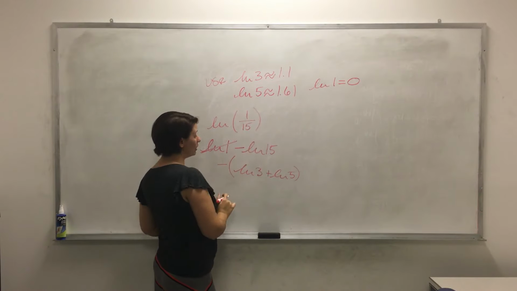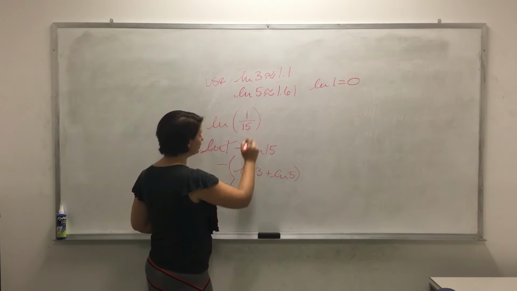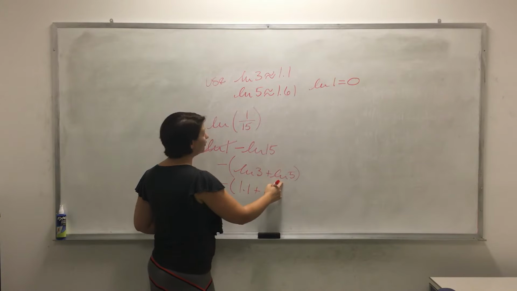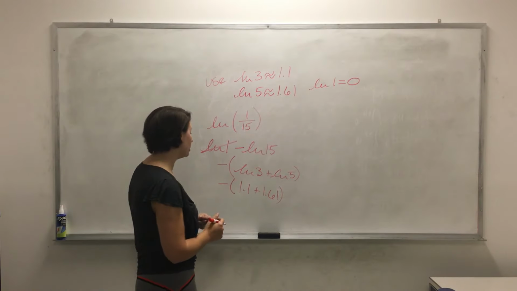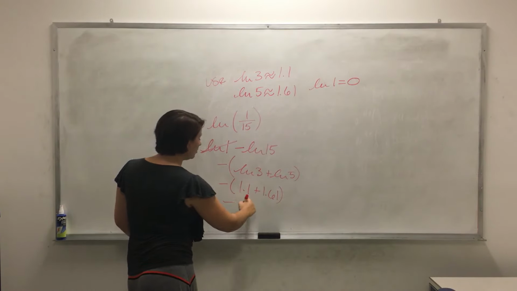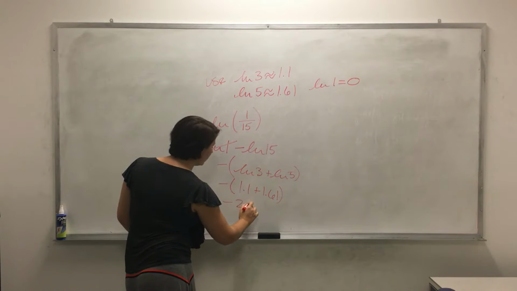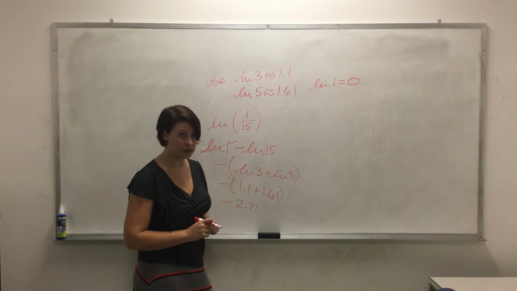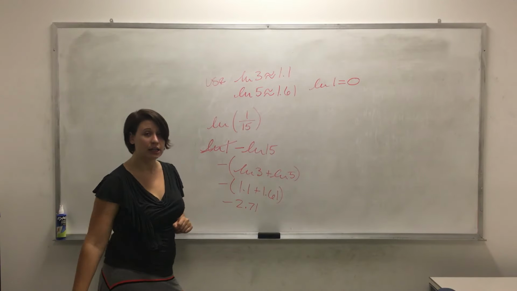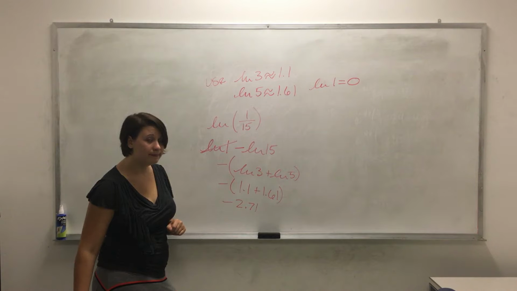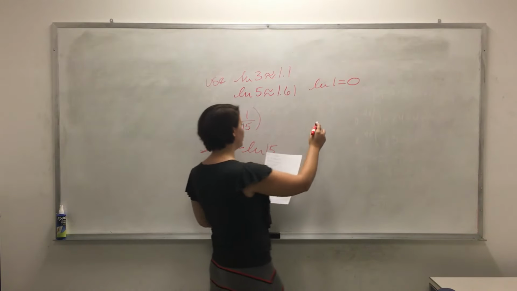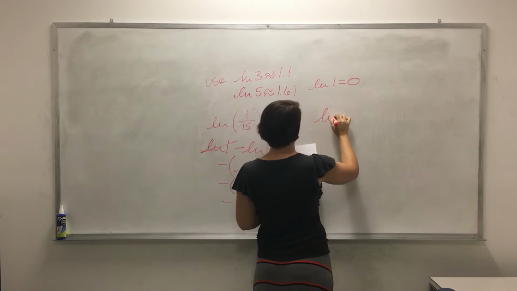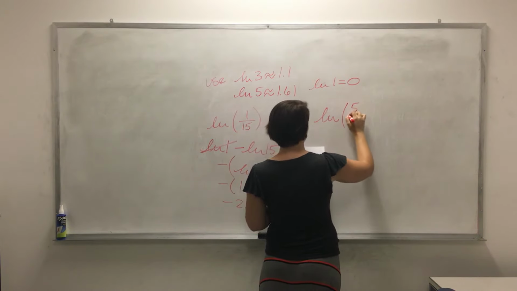So then we can just use the approximations. So we have negative ln of 3 is 1.1 plus ln of 5 is 1.61. Add together, so we get negative 1.1 and 1.61 is 2.71. That would be our answer to this problem. Any questions? Okay, next part of this one is if we're given the natural log of 5 over 9.